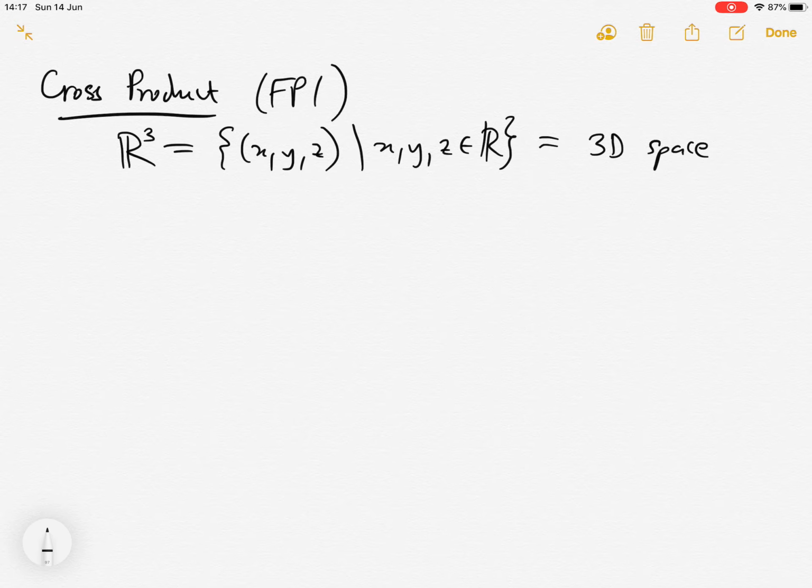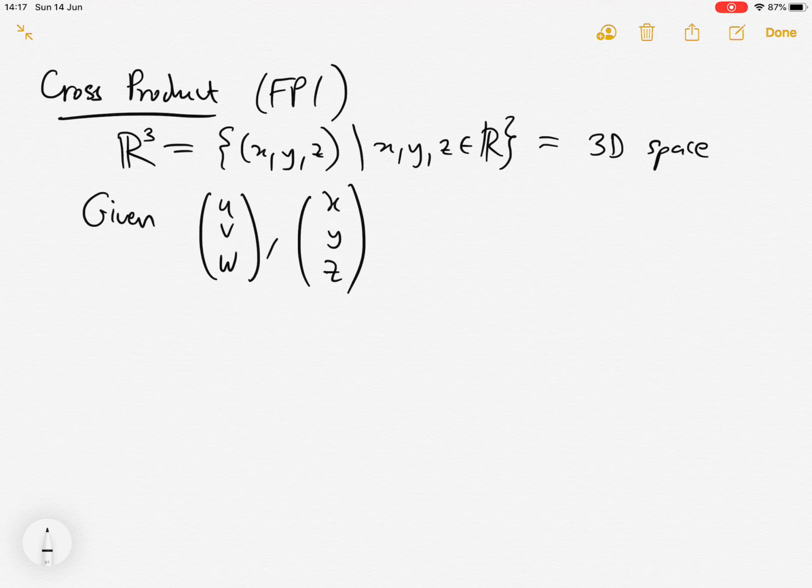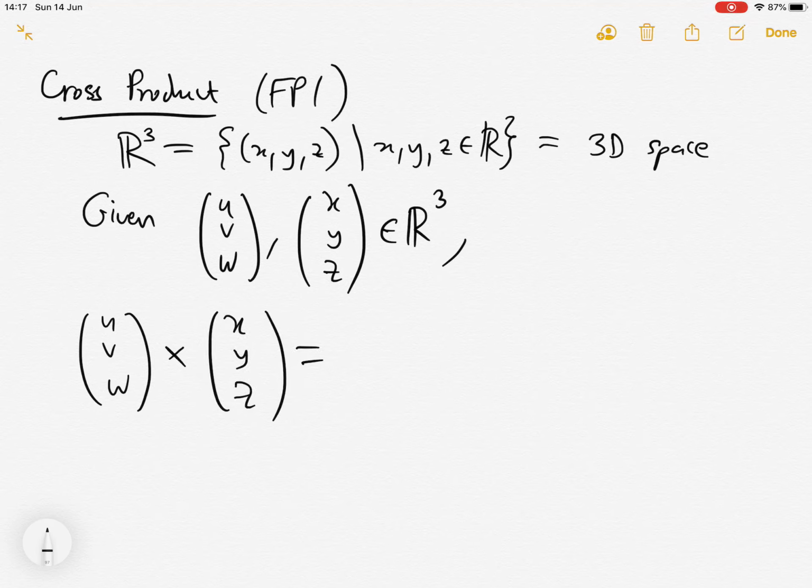R3, written like this, just means 3D space. It means the set of triples of real numbers. So given two vectors in R3, maybe u, v, w and x, y, z, these are vectors in R3, we define the vector product (u, v, w) cross (x, y, z) to be the determinant of the matrix with rows i, j, k, and so on. Really by i, j and k we mean the three unit vectors in R3.